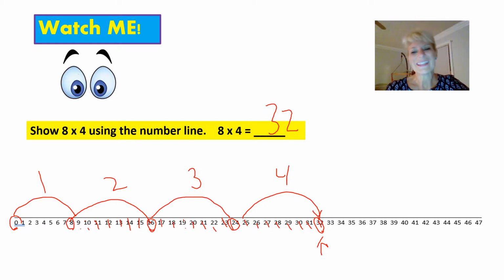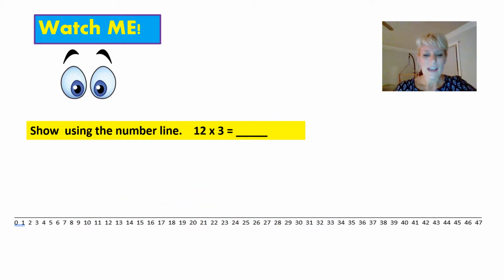All right, let's try another one. This one says, show using the number line 12 times 3. That means that I'm going to go over 12 3 times. So I start here at my 0, and I mark 12 because that is the first jump I'm going to make. One jump of 12, and then I'm going to count.